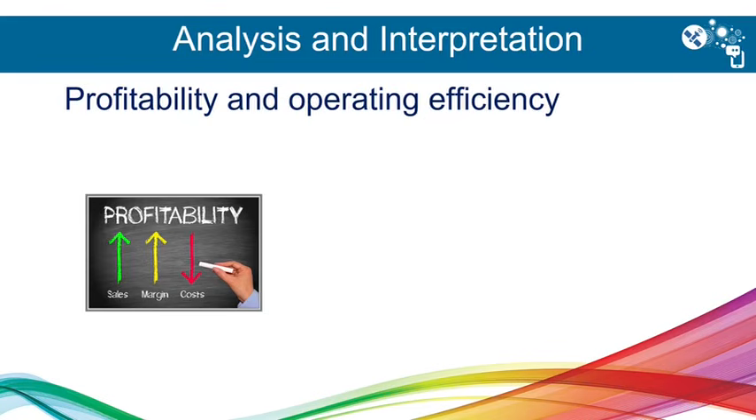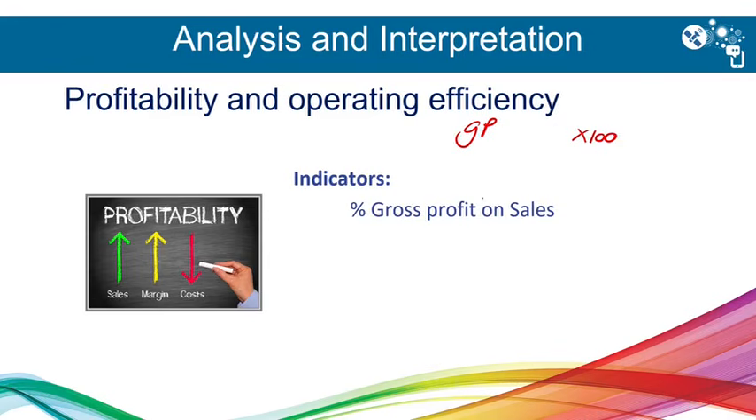The first one, profitability and operating efficiency, the indicators. Percentage gross profit on sales. It's a percentage that you must calculate, so you have to multiply by 100. Gross profit on means divide by sales. So it's actually not necessary to study that indicator, because the name of the indicator actually tells you how to calculate. And remember, this will be on the formula sheet that you receive.